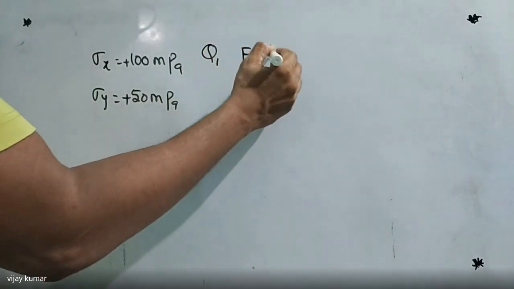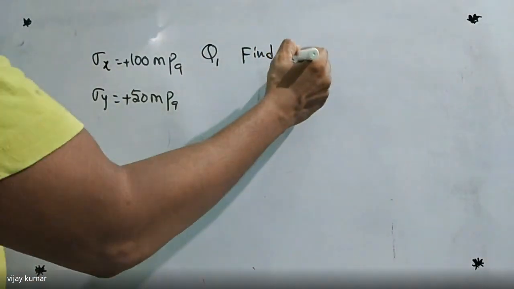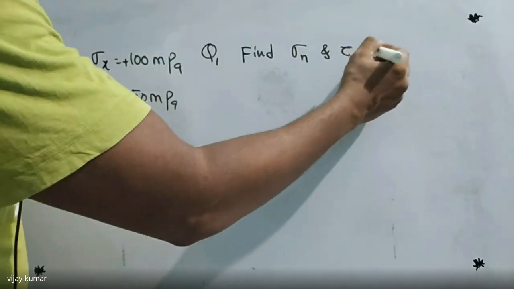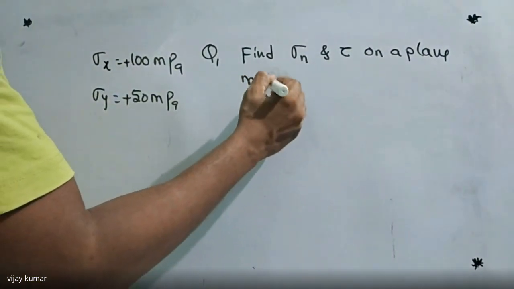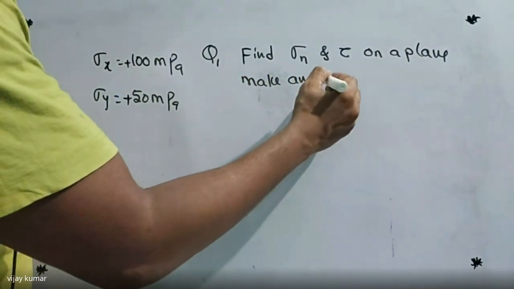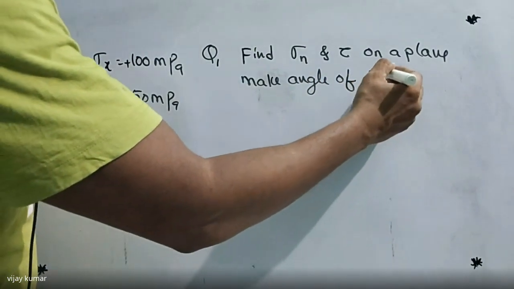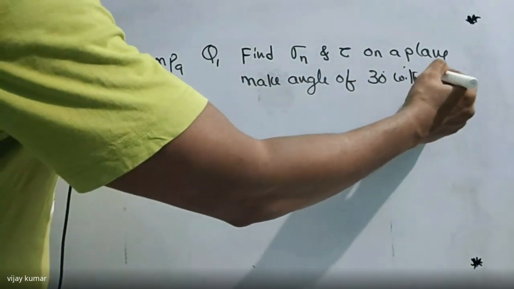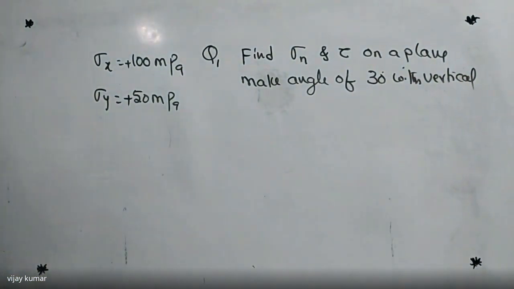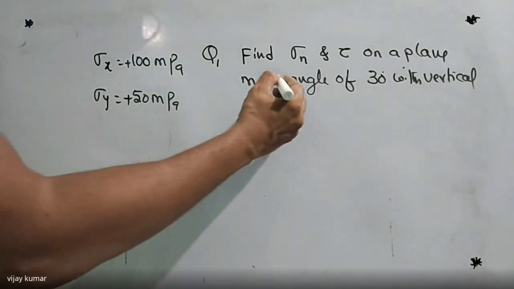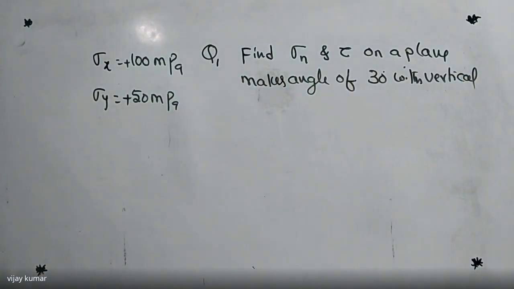Find the normal stress and shear stress on a plane that makes an angle of 30 degrees with the vertical. What I am asking here: find the normal stress and shear stress on a plane that makes an angle of 30 degrees with the vertical. Did you get my point? Right. Now listen carefully how to solve this question.